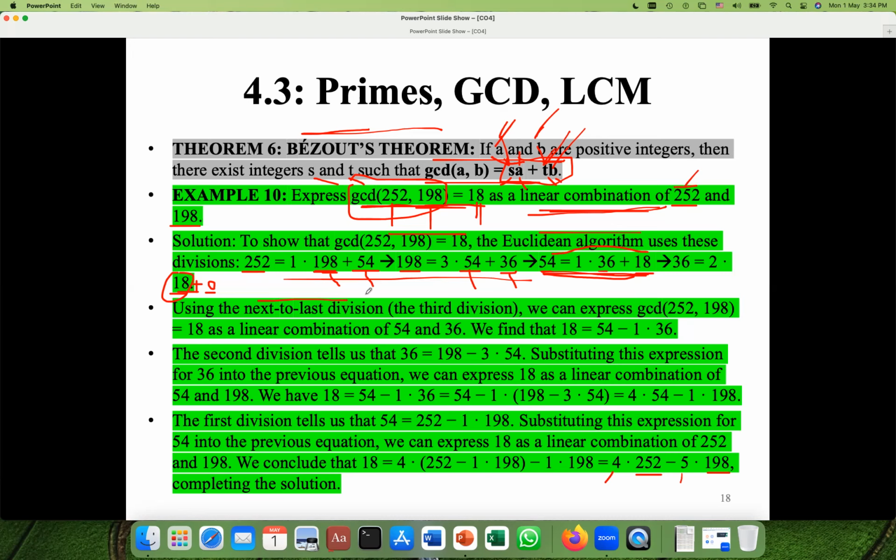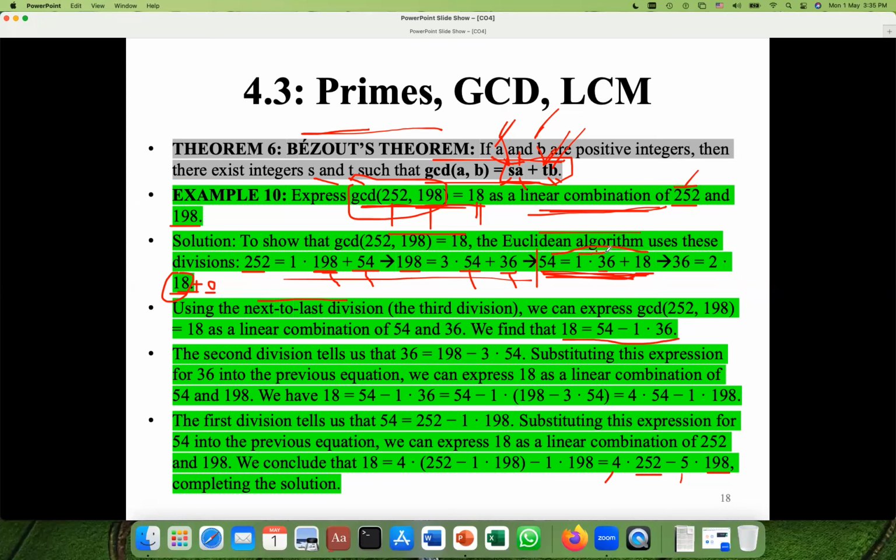So now, by using this step, you can move this 136 with this 54, and you can write it like that: 18 is equal to 54 minus 1.36. Are you getting what we are doing, moving this part towards 54?